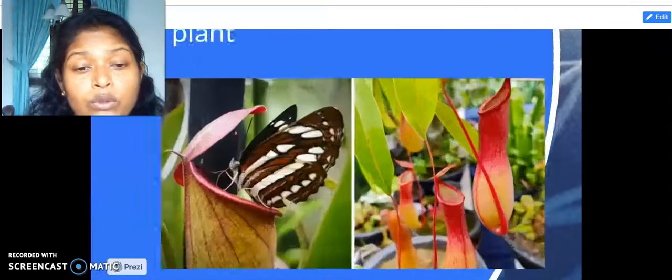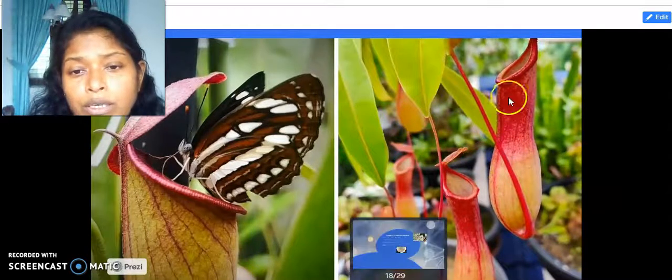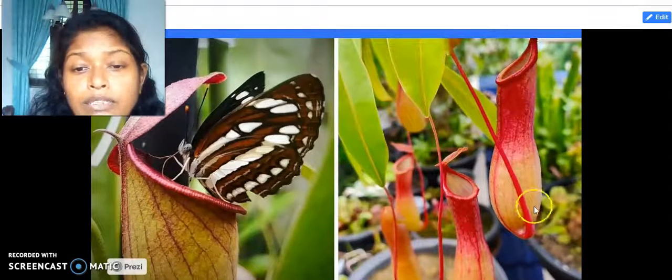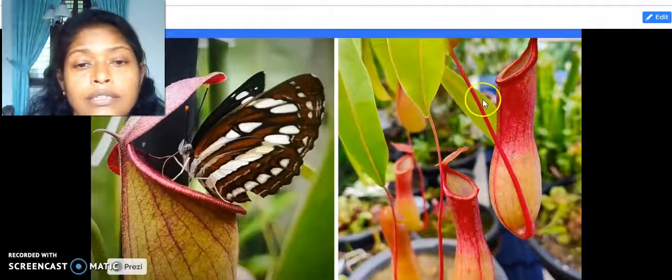So there I'll show you the picture of the pitcher plant. So you can see here the pitcher plant is the shape of a pitcher, or it is also called a jug. So it is a modification of the leaf.